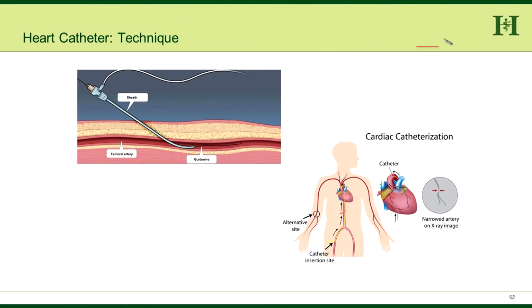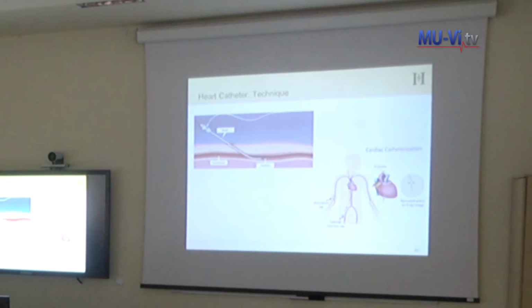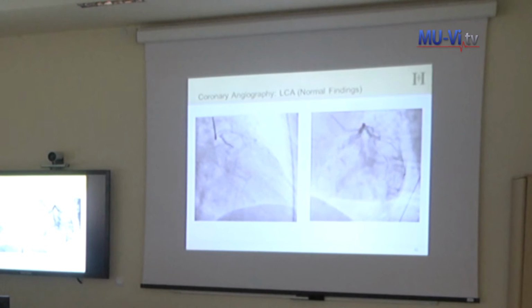And the technique is the Seldinger technique. You find an artery, you have your material, you bring it into your artery, and normally we use the femoral artery or the arteria iliaca or the right radial artery to make the catheter.